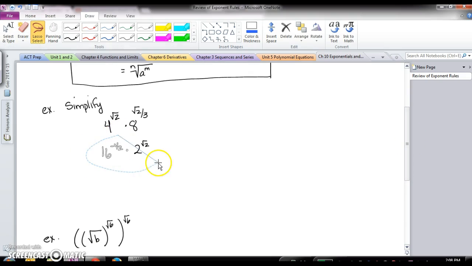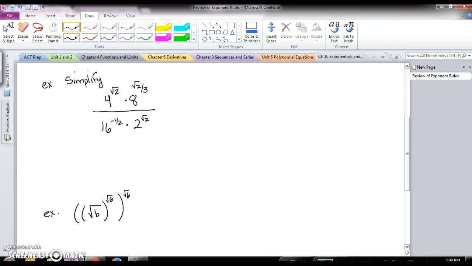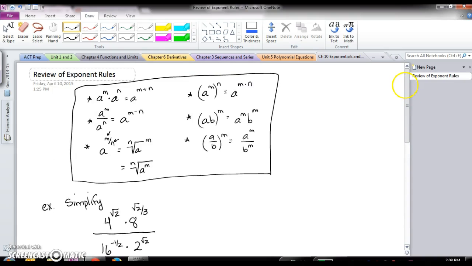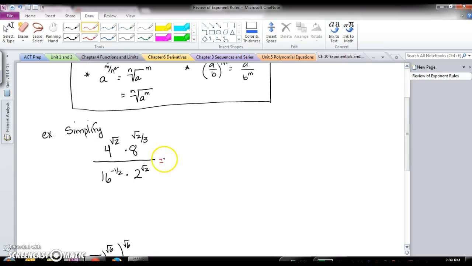I'm going to move. No, I'm not. This is the division. There we go. So that looks like a pretty complicated expression there. The key to all of these exponent rules up here is that the bases are the same. Like with this guy, the bases are all the same. So what we want to do with our problem here is we want to try to rewrite this so that the bases are the same.